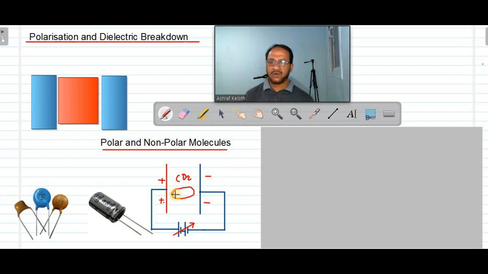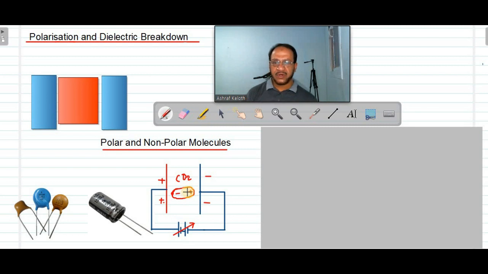The electron cloud will be shifted towards the positively charged plate. Electron clouds will be attracted by the positive plate, so the electron cloud will be more shifted to this side. The nuclei, the positively charged part, will be shifted towards the negative plate. Got it? Now there is a charge separation, and because of this there is a distance between two equal and opposite charges. Now this molecule has a dipole moment, and we can call it a polar molecule. This dipole moment is called induced dipole moment.